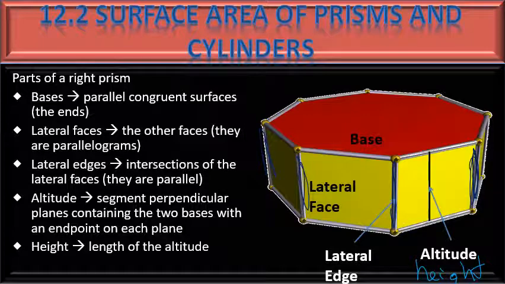Now, if this was sitting on its side, so the bases are the left and right ends, the altitude would still go between the bases and it would be sideways. And so the height would be sideways. So remember, base and height are perpendicular.